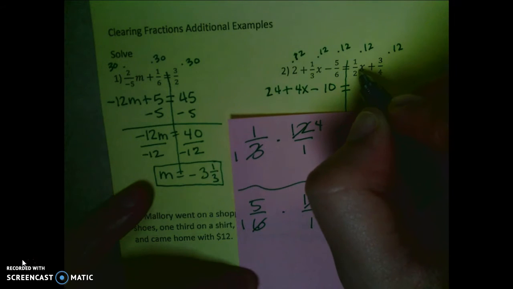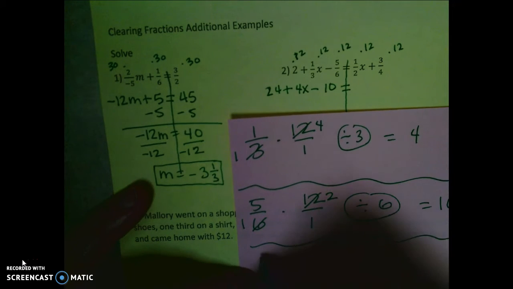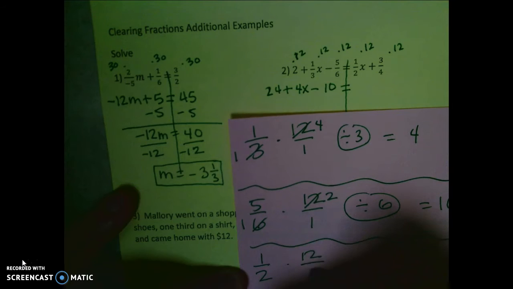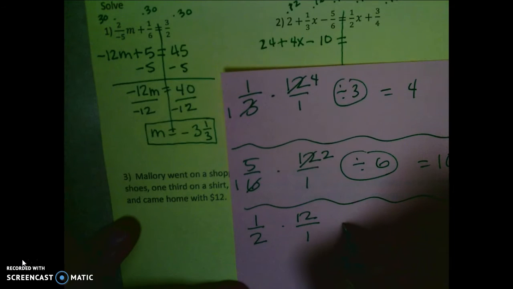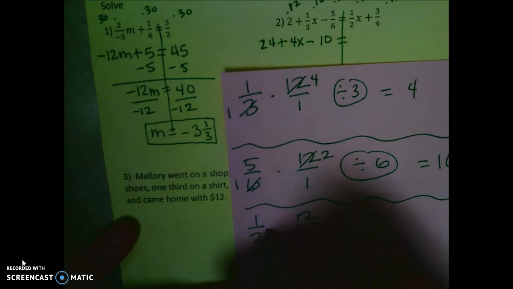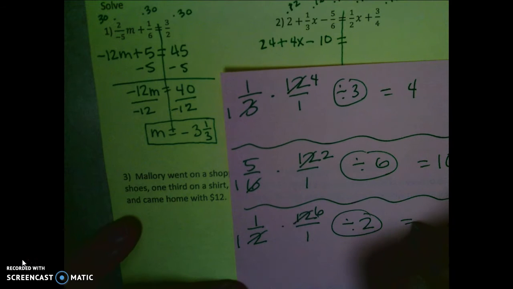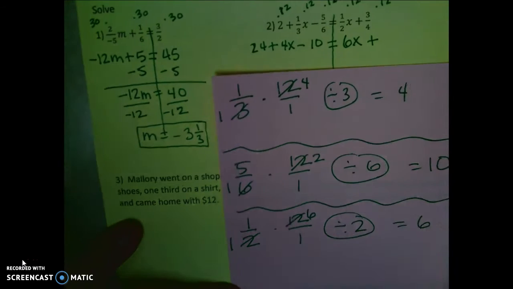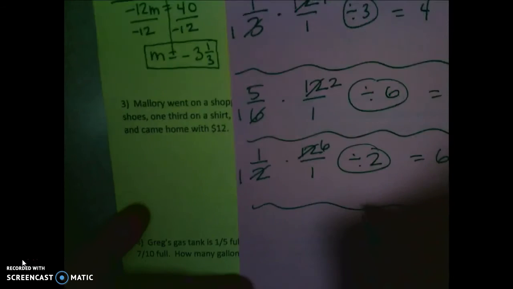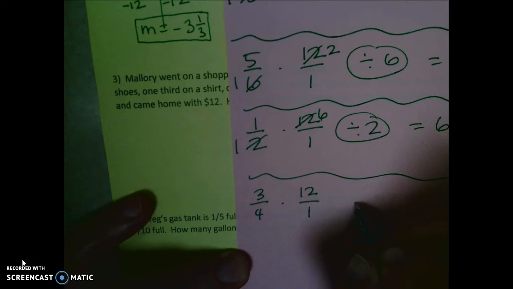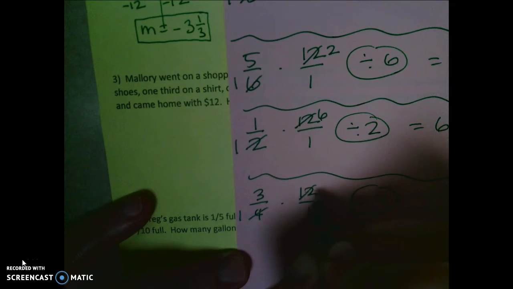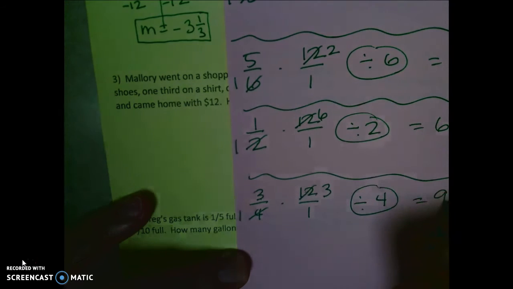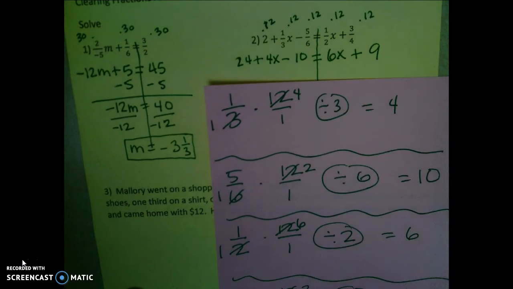And then half of 12, that's easier to figure out, but if you're not sure, you could write it out. 1/2 times 12. 2 and 12 can both be divided by 2. So that would leave me with 1 and 6. So 1 times 6 is 6. So that would be 6x right here. And then I have to do 3/4 times 12 as well. So 3/4 times 12 over 1. So 4 and 12 can both be divided by 4. So that would leave me with 1 and 3. 3 times 3 is 9. So then I would write plus 9 on the end.